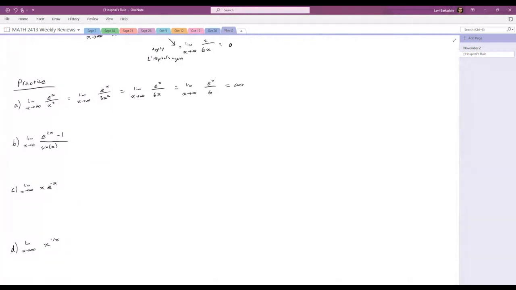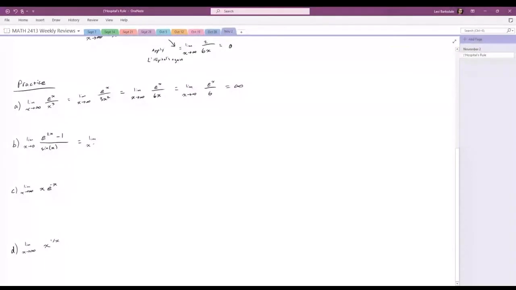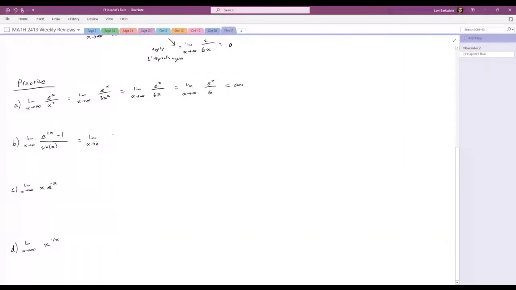Our second one, if we plug in 0, we would get e to the 0th is 1, minus 1 is 0 on top, and on bottom the sine of 0 is 0, so we have 0 over 0. We can apply L'Hopital's. We take the derivative of the top, and we get 2e to the 2x. And we also take the derivative of the bottom, and we get cosine of x. Well, now when we plug in 0, we would get 2 times e to the 0th, so 2 times 1, all over the cosine of 0, and cosine of 0 is 1. So we would get 2.